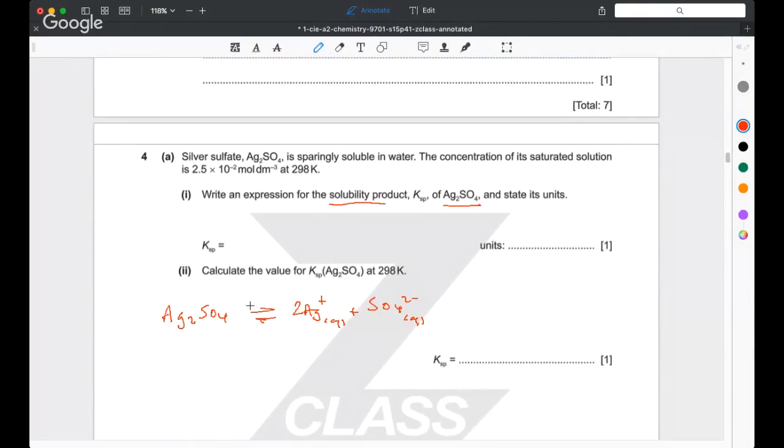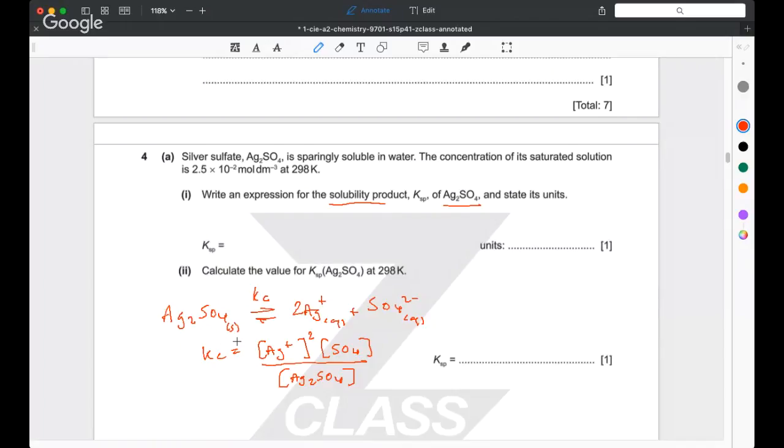So for any equilibrium, you should be able to write an equilibrium expression for the equilibrium constant, Kc. So Kc is equal to the silver ion concentration, and we've got 2 of those, so I'll put a square there, and the sulfate ion concentration. And that's all over this, the original silver sulfate.